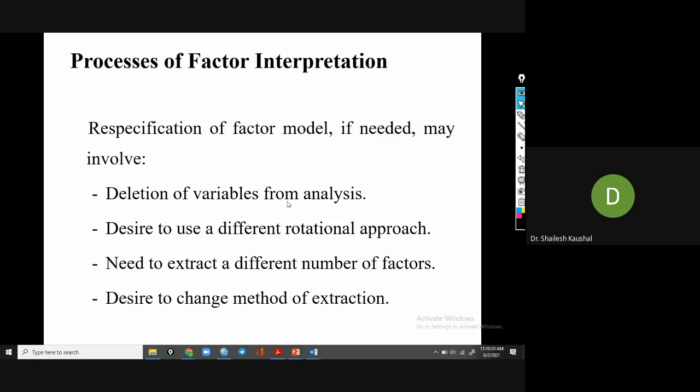Now the process of factor interpretation, then re-specification of the model if needed, and deletion of variables from the analysis. If we think these variables are not desirable for the study, then we delete them. We may also desire a different rotational approach, need to extract a different number of factors, or desire to change the method of extraction. This means re-specification of the factor model if needed. If we require re-specifying the model, then we delete some variables and add some variables to our study.